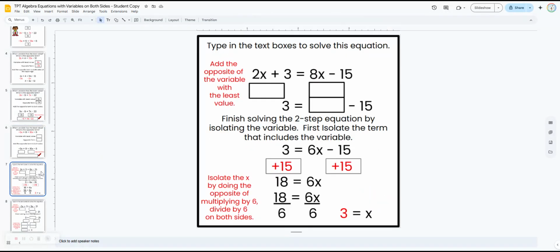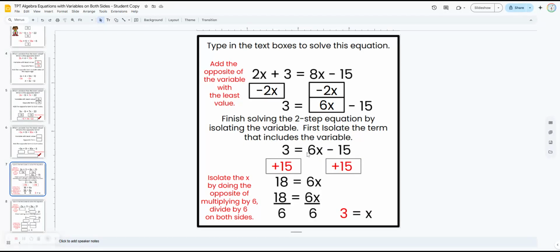And then when they get to slide 7, here they're going to go ahead and solve the equation. So the variable with the least value would be 2x. So we're going to take the opposite, negative 2x. That gives us a new equation of 3 equals 6x negative 15. Now we're going to go ahead and solve it.